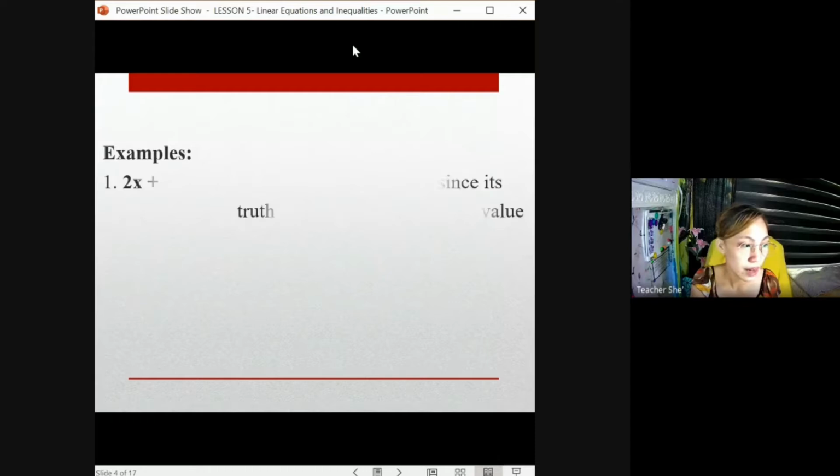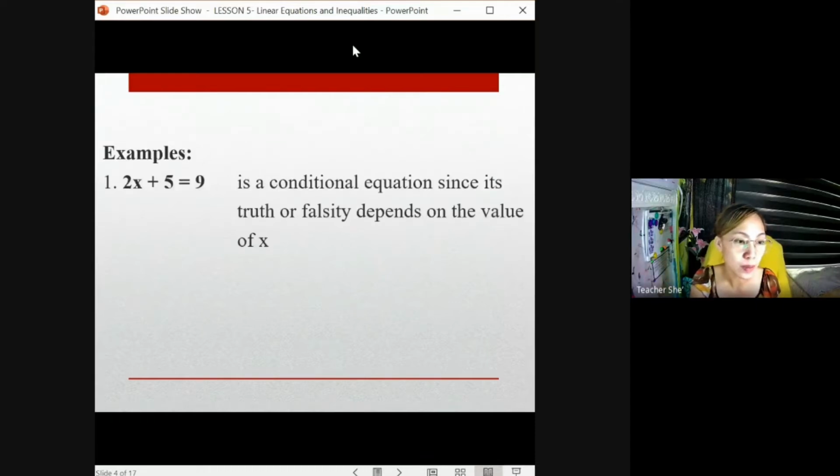For example, we have 2x plus 5 equals 9. It is a conditional equation since its truth or falsity depends on the value of x. Let's say, for example, the value of x is 1. So 2 times 1 plus 5, that is not equal to 9. It depends on the value of x.